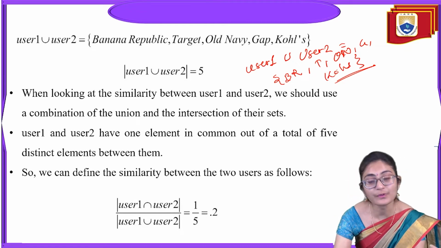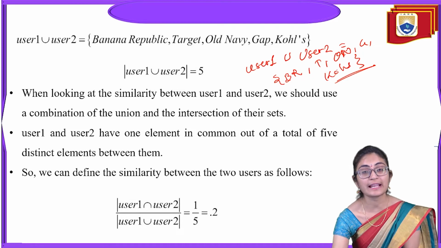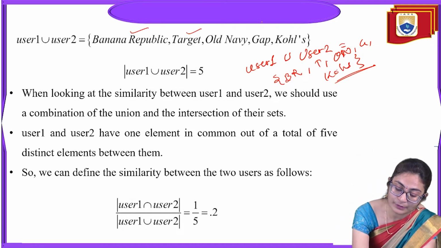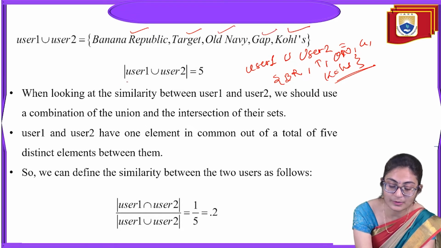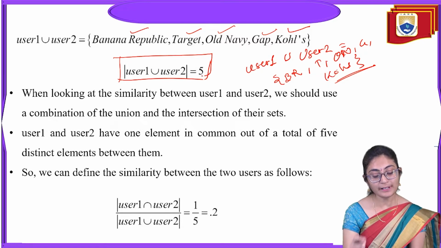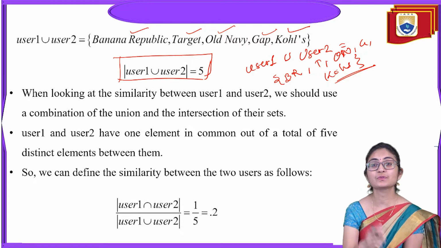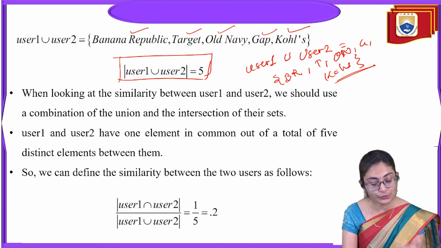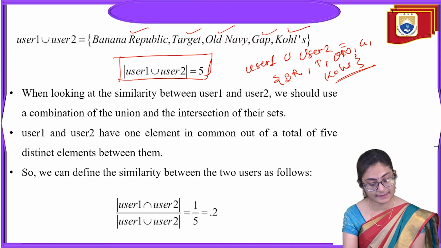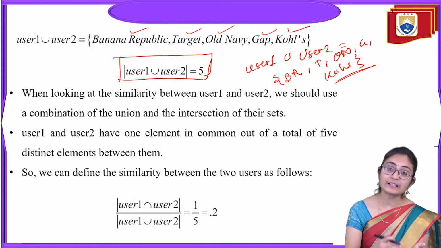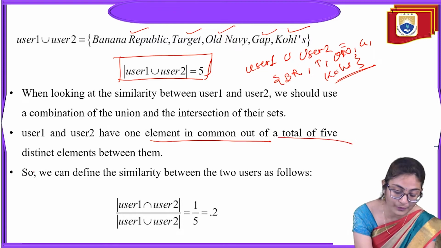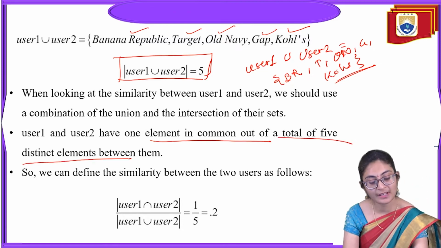But now we have to find the magnitude of user 1 union user 2. So there are 5 values: 1, 2, 3, 4, 5. That means our magnitude will be 5. When looking at the similarity between user 1 and user 2, we should use the combination of union and the intersection of their sets. User 1 and user 2 have one element in common out of a total of 5 distinct elements between them.